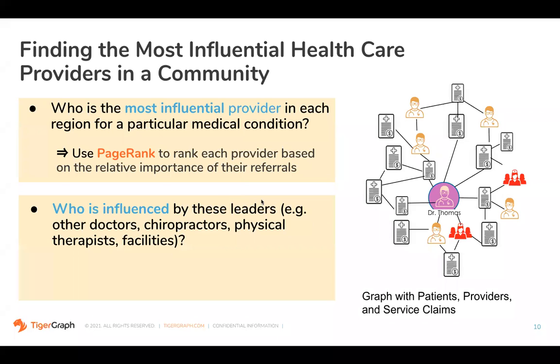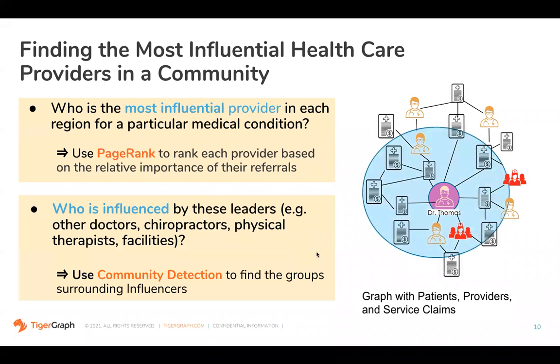Second question, okay, now that we know he's influential, who is he influencing? Who is the community of people that he influences? So then we could run a community detection algorithm and define that, okay, here's sort of the spread, here's the region, here's the scope of influence that Dr. Thomas has.